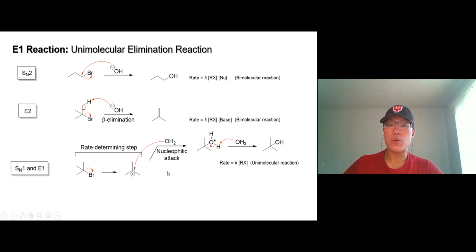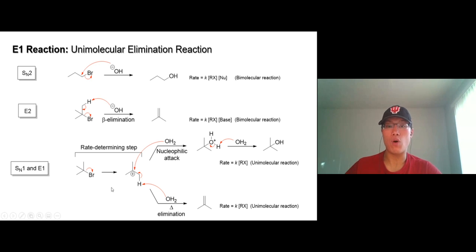Same thing with E1. Normally it doesn't really occur, but if you heat it up to an elevated temperature, water will do an E1, do elimination, and you get that product. This is also a unimolecular reaction. Changing the concentration of water does not affect the rate. Only the concentration of the alkyl halide matters, because there's only one species in the rate determining step. Water doesn't do anything.